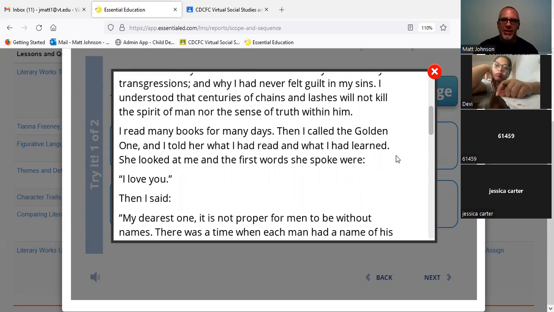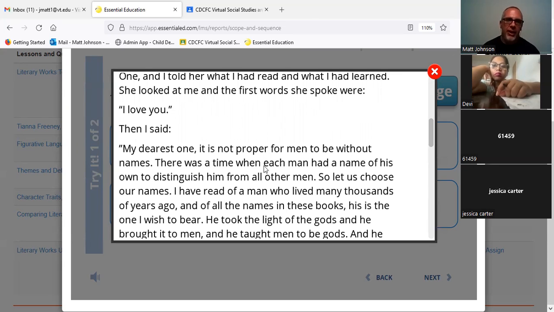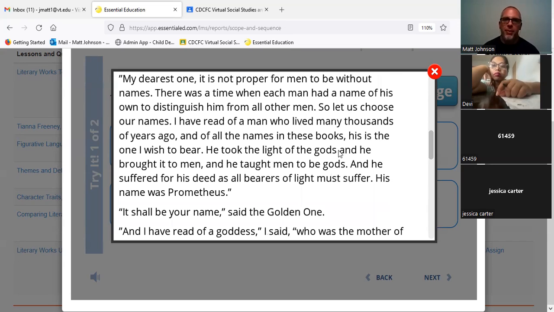I read many books for many days. Then I called the Golden One, and I told her what I had read and what I had learned. She looked at me, and the first words she spoke were, I love you. Then I said, my dearest one, it is not proper for men to be without names. There was a time when each man had a name of his own to distinguish him from all other men. So let us choose our names.